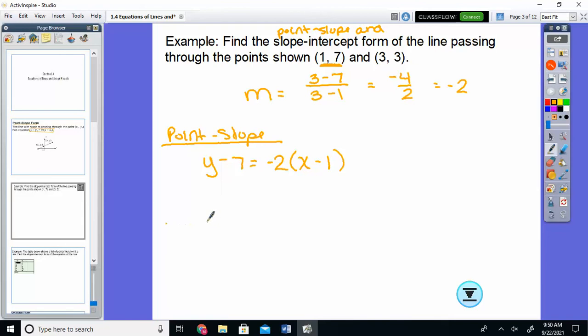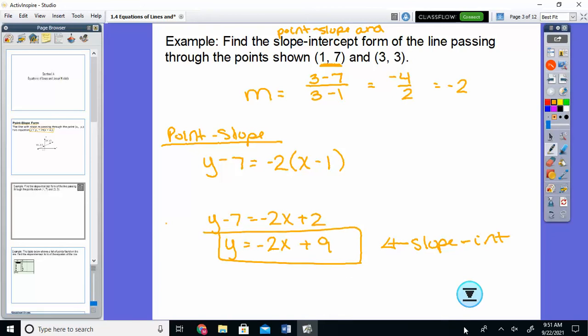Then what would you have to do to that? We distribute that negative 2, and then we need to add over the 7. So that's negative 2x plus 9. That's your actual slope-intercept form that you would use for your final answer. So that's the equation like we're used to seeing it. Any questions on that one?